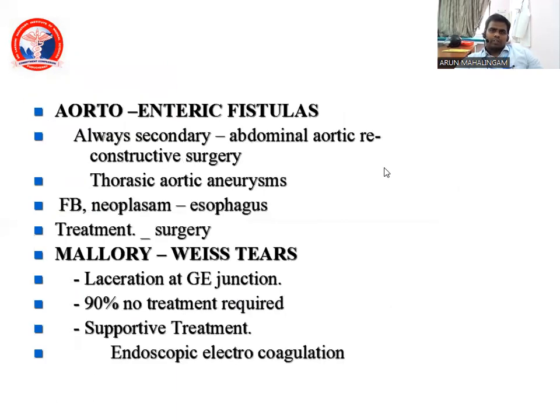Aortoenteric fistulas are almost always secondary to abdominal aortic reconstructive surgery, thoracic aortic aneurysm, foreign body, or neoplasms of the esophagus. Treatment is always surgery. A Mallory-Weiss tear.